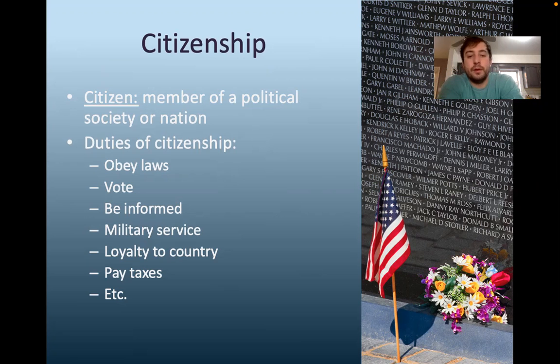Loyalty to country. So we talked a little bit about the Sedition Act. Okay, obviously that was to the extreme where the government was stepping in line of people and trying to keep people loyal to the country. If not, well, they're fined, thrown in jail, or even exiled. Pay taxes. If not, well, they're going to start taking your assets. The government will take your assets, so your house, your car, your valuable possessions, and if not, well, you're going to be thrown in jail.